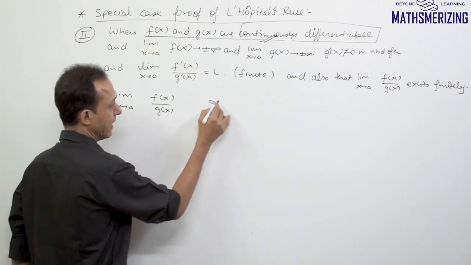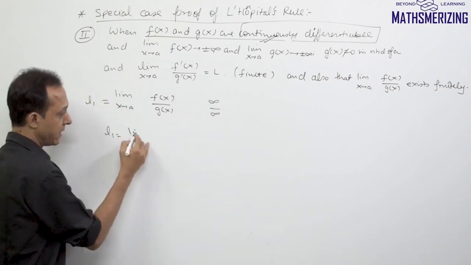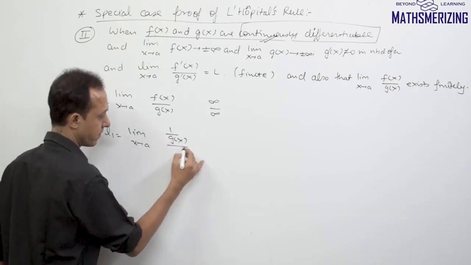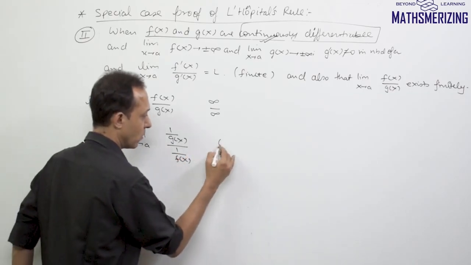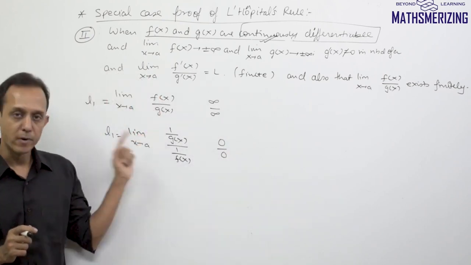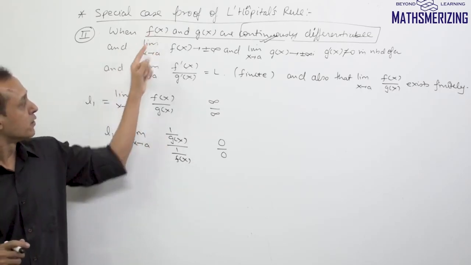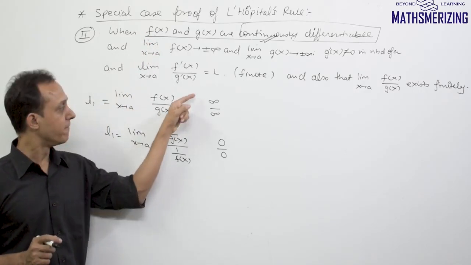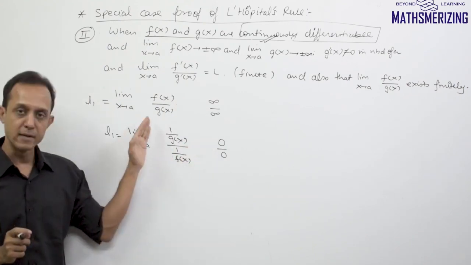Now we know that it is of infinity upon infinity form. So I can write L1 as limit x tends to a (1 upon g(x)) upon (1 upon f(x)). So 1 upon g(x) will be 0 and 1 upon f(x) will be 0. So I've expressed it in 0 upon 0 form. Now in the first case, we have already proved that limit x tends to a f(x) upon g(x) is equal to limit x tends to a f'(x) upon g'(x) when it is of 0 upon 0 form. So now in this case, I can apply L'Hopital's rule.